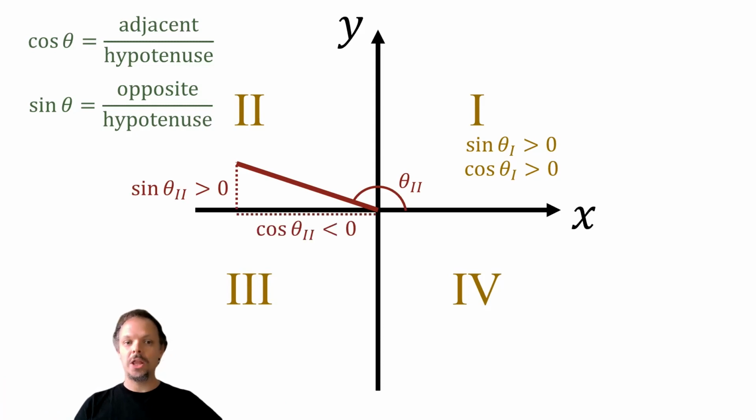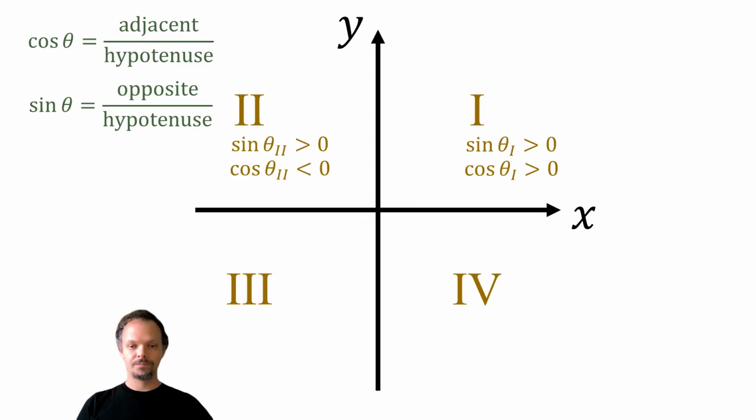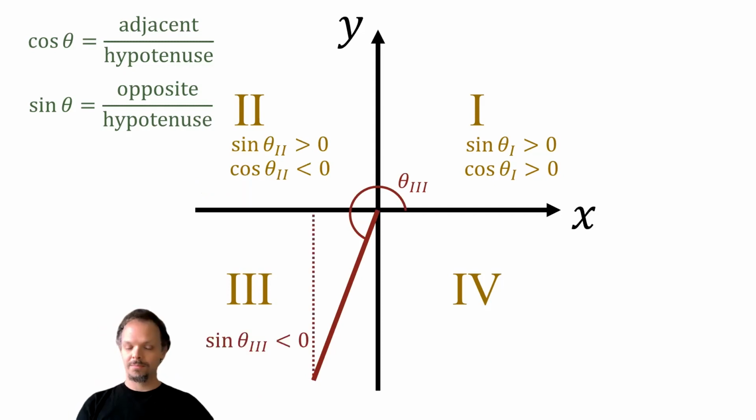In contrast, the cosine is actually negative because the adjacent side points to the negative x direction, is along the negative x direction. So we've got a negative adjacent over a positive hypotenuse, leading us with a negative value for the cosine of this angle. Coming all the way around to quadrant 3 here, we've got a similar game.